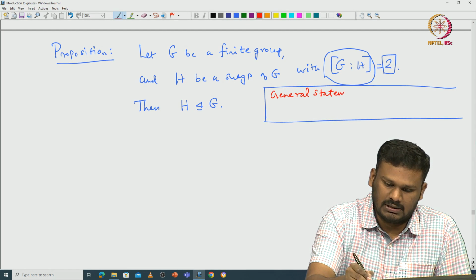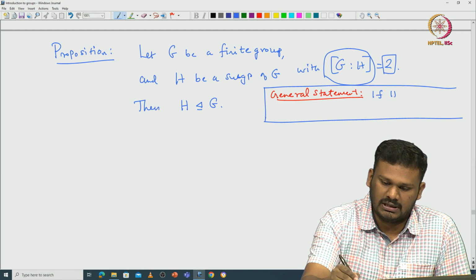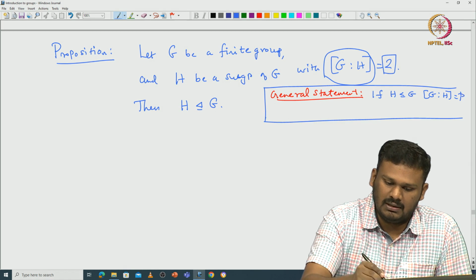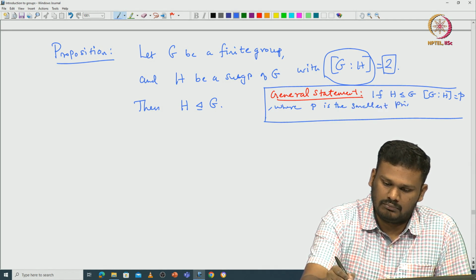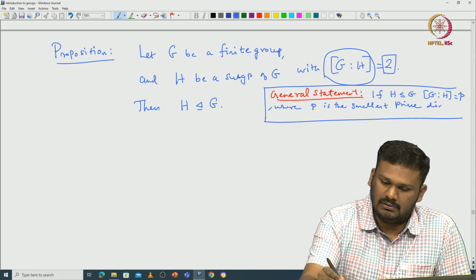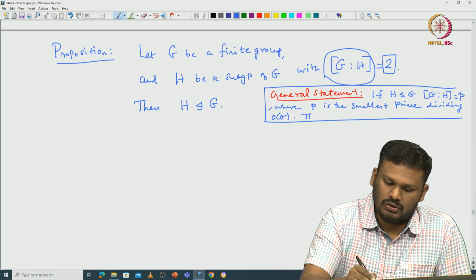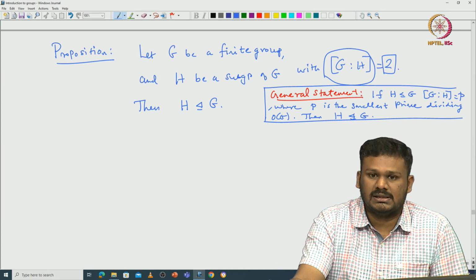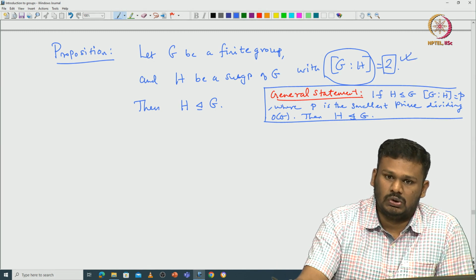The general statement is as follows. If H is a subgroup of G and the index is P, where P is the smallest prime dividing the order of G, then H should be normal in G. This is something I will prove later, but let's look at what happens in the index 2 case.